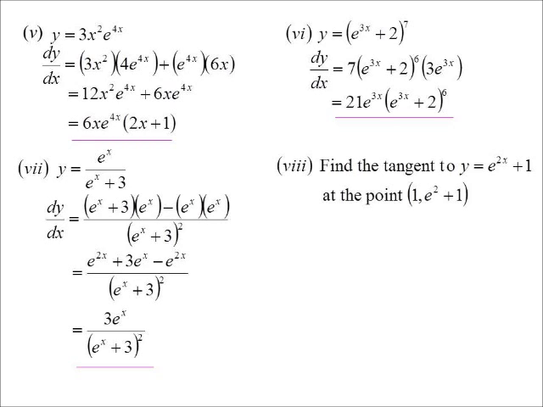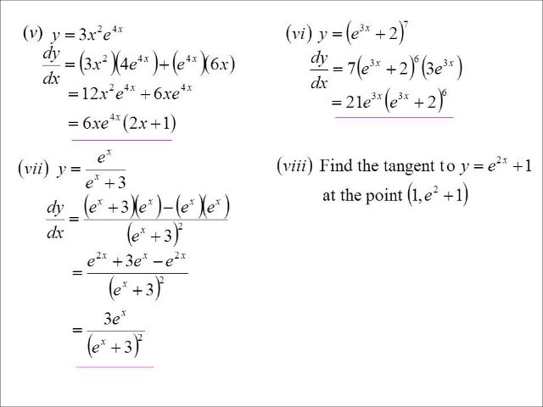All right, let's put it in context, the question. We want to find the tangent to our exponential curve, e to the 2x plus 1. So it's our standard exponential curve, a little bit steeper because it's e to the 2x rather than e to the x, and it's shifted up 1. So what's the tangent to that curve at the point 1, e squared plus 1?